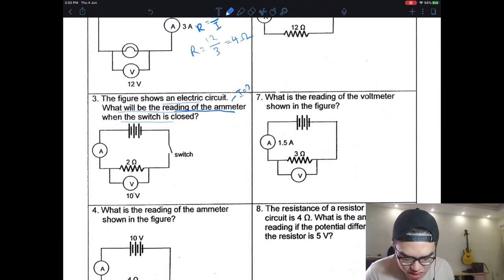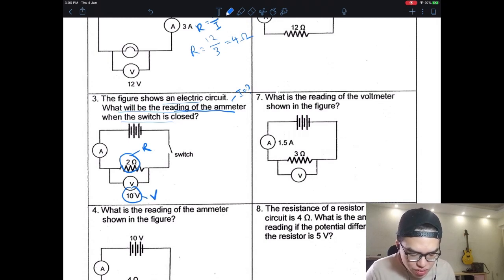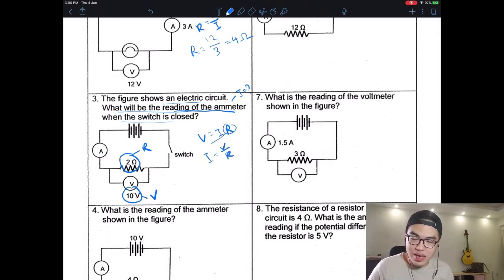So what is the 2 ohm? This is the R. 10 volt, this is the V. So how do you calculate I? V equals IR. I want my I, so I equals V over R. You move your R down. This is basic maths. V is 10, R is 2, my I is 5 A. Remember, current is ampere. Don't forget.